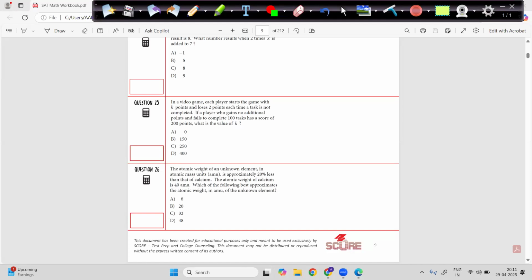In a video game, each player starts the game with K points, and loses 2 points each time a task is not completed. If the player who gains no additional points and fails to complete 100 tasks has a score of 200 points, what is the value of K? I started with K and I failed in 100 tasks. So 100 into 2, I lost 200 points. Still, I have 200 points with me. What is the value of K?